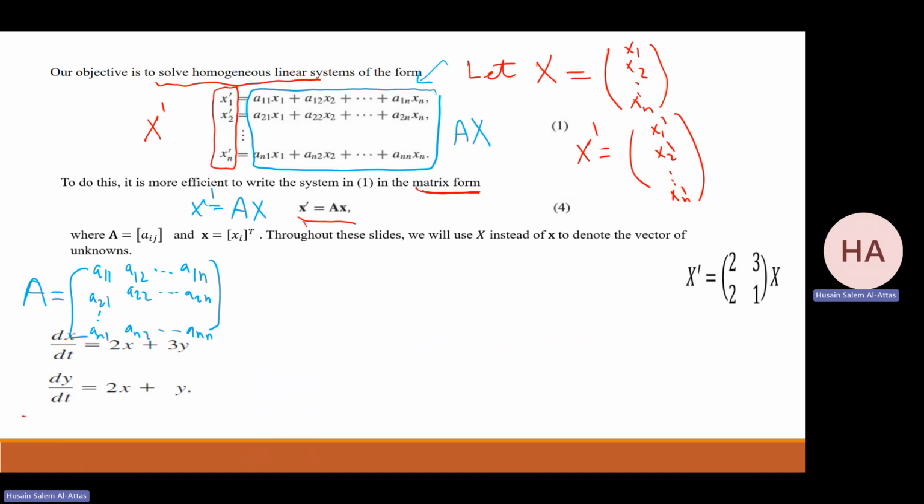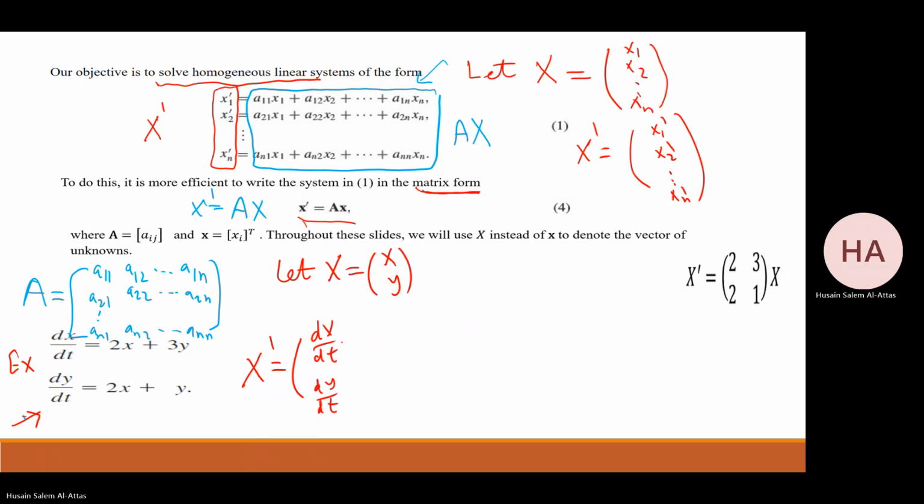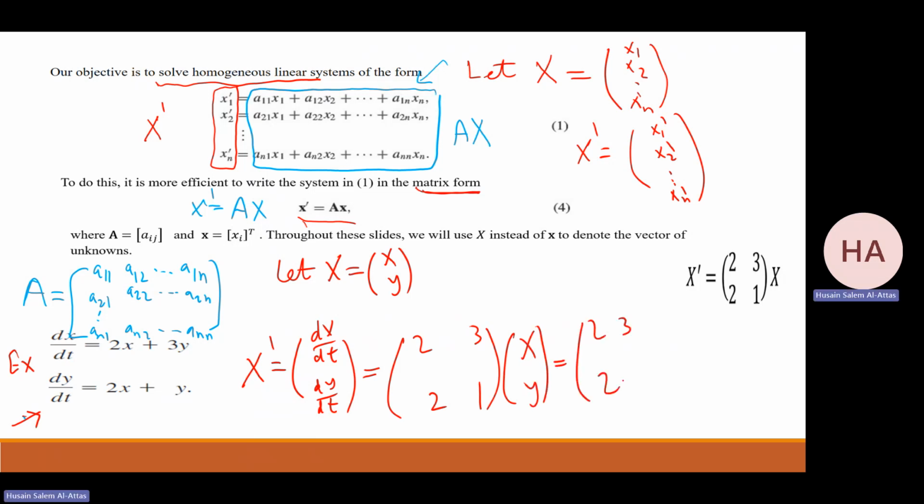Here is an example. I let capital X be the vector (x, y). So on this side we have X prime, which is the derivative with respect to t, and that will equal the matrix 2, 3, 2, 1 times (x, y), which is my capital X. So I have X prime equals the matrix 2, 3, 2, 1 times X. This is the matrix form, and this is my first step to solve the homogeneous linear systems of this form.